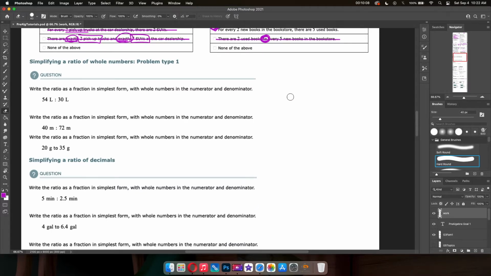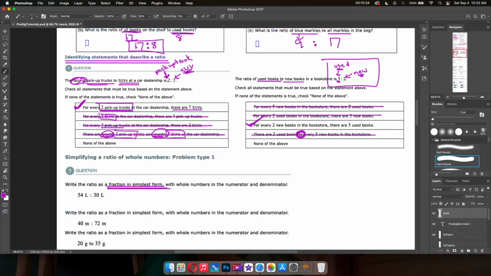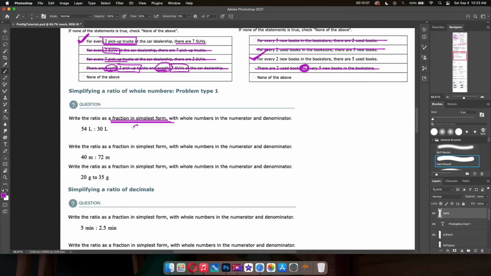So when we're looking at this, what have we got? Write the ratio as a fraction in simplest form. Theoretically, fractions in simplest form you saw in earlier chapters in pre-algebra, but in case it's been a while: whole numbers, numerator and denominator. Because we know that for fractions order matters, and the number that goes on top is the number that's listed first, that 54 goes on top and then the 30 goes on bottom.